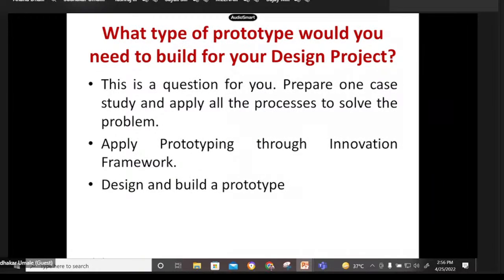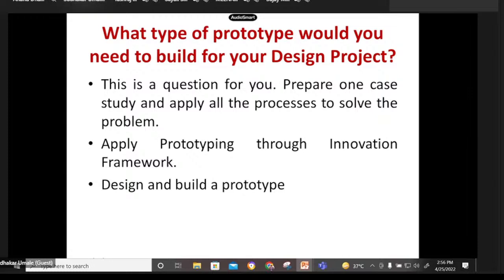What type of prototype would you need to build for your design project? This is a very important question. If you are able to solve it, you solve your problem as a designer. What type of prototype would you need to build for your design project? This is a question for you. Prepare one case study and apply all the processes to solve the problem. Okay, if you are preparing one case study, we'll discuss tomorrow how to prepare the case study for product design.